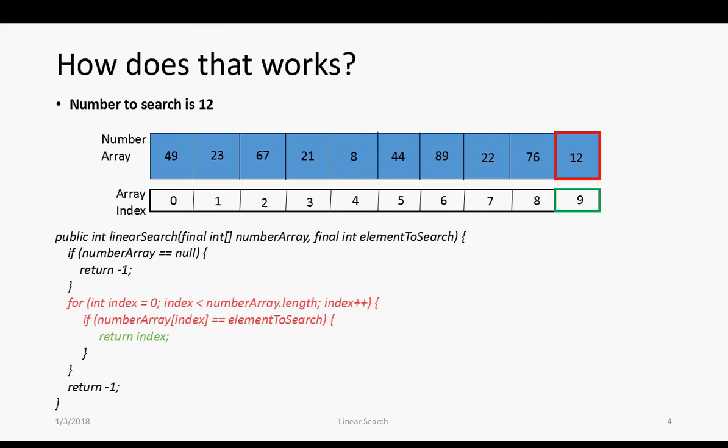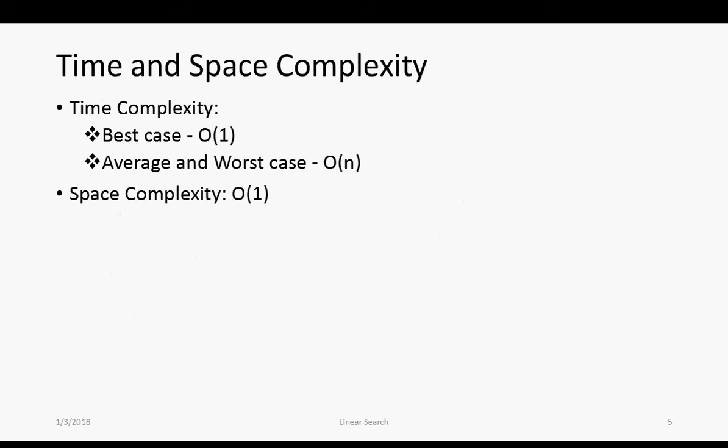Now what happens if it was not present? Let's assume that we were searching for 13, and 13 is not present. We are at the last index, so index will increment to 10, and 10 is not less than numbers array dot length, i.e. 10. 10 is not less than 10, hence we will come out of the for loop and we will return -1 in that case. So this is a simplistic version of a linear search.